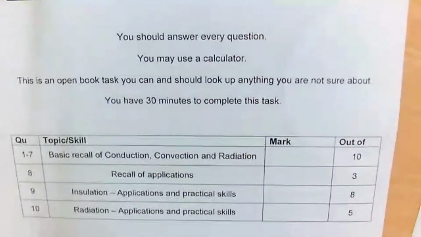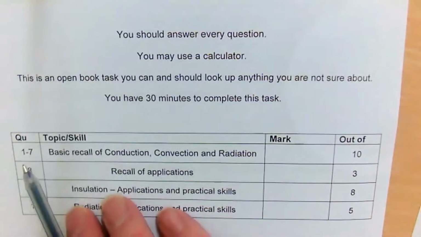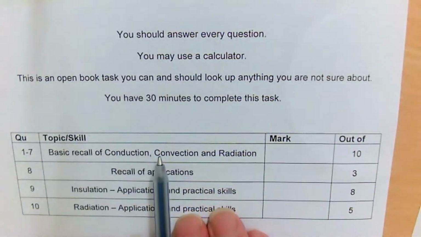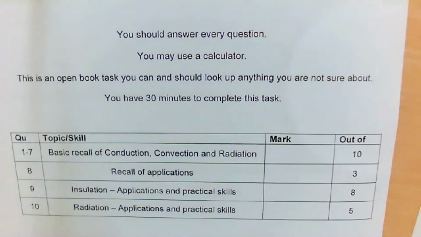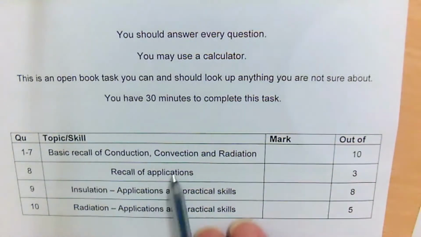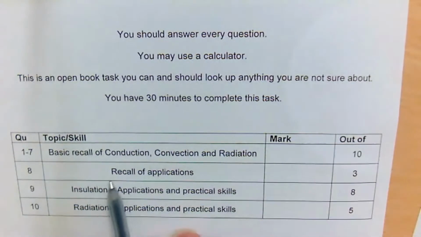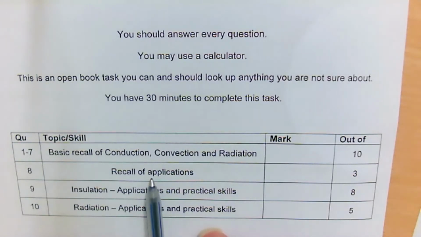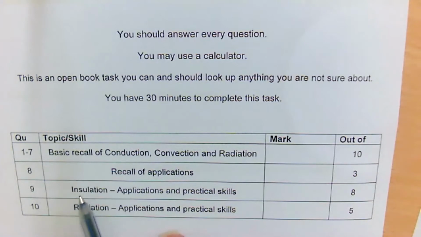If we look at what the questions were about, question 1 to 7 was basic recall of conduction, convection, and radiation. So most of you were able to do that pretty well. Recall of applications. The application I gave you was a thermos flask, or the dewar, as it's sometimes called. Some of you did very well with that, but there are a few misconceptions that I want to go over. And then we had a couple of How Science Works questions about insulation and thermal radiation, which is all about being able to look at an experiment and evaluate its effectiveness.